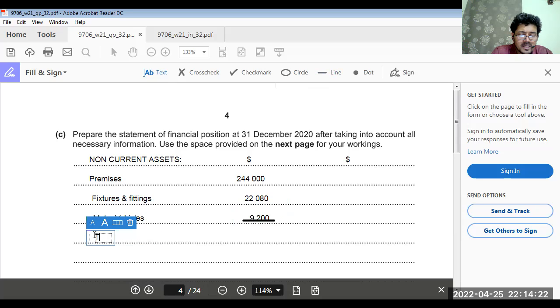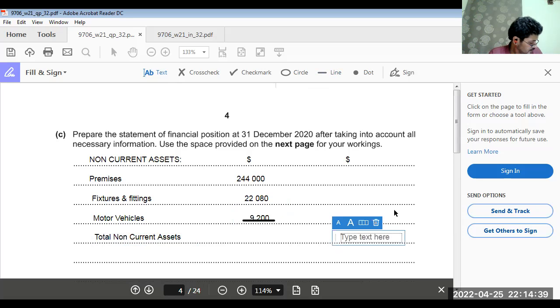So altogether we have total non-current assets in the second column. Total non-current assets would be how much if we add them? 244,000 plus 22,080 plus 9,200, 275,280. This is non-current assets. Getting my point here?